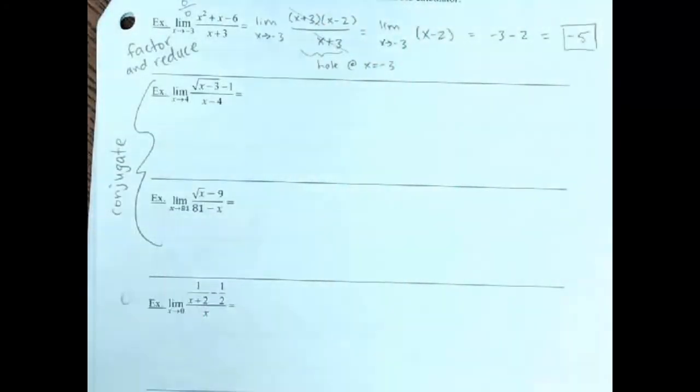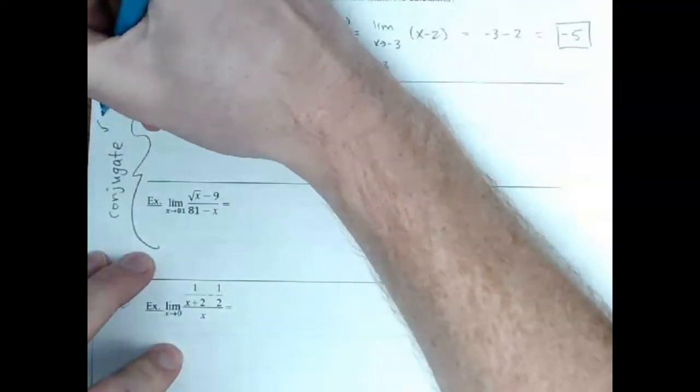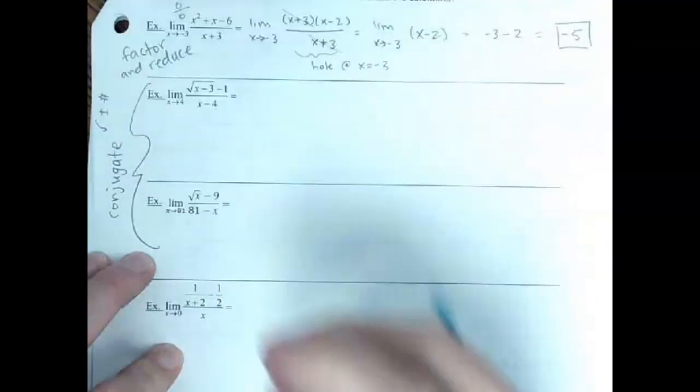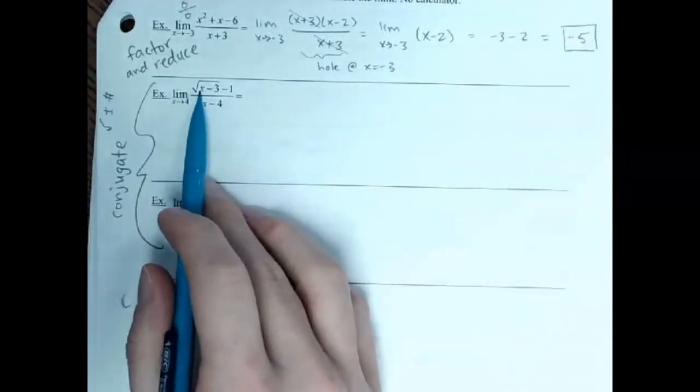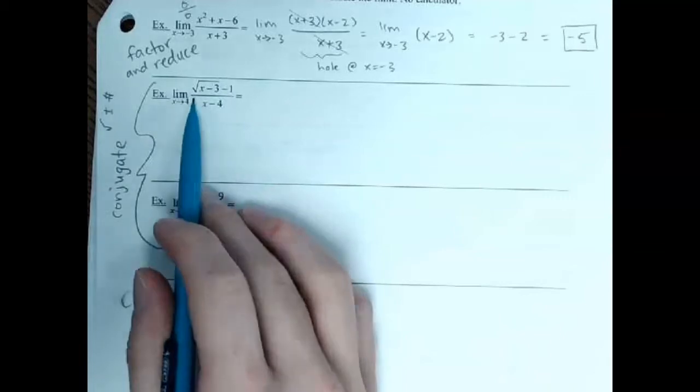Hopefully you remember what conjugate means, but anytime you have a radical and then plus or minus a number, or vice versa, you're going to want to use the conjugate. That conjugate ends up helping us, and something will end up reducing because of it. So let's look at this first example. I have the square root of x minus 3, minus 1, over x minus 4.